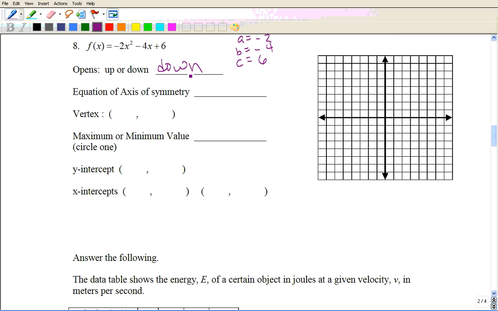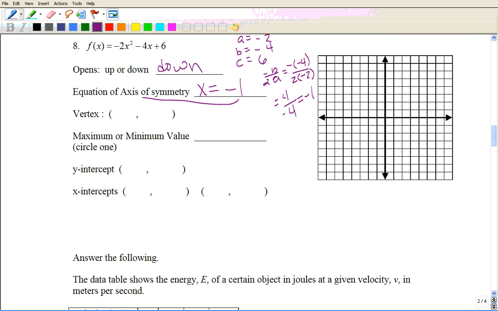The equation for the axis of symmetry is x equals, please do not forget that part, I will count off if you do not include the x equals. So if we have negative b over 2a, so we'll have negative of negative 4 over 2 times a, which is negative 2. So that's 4 over negative 4, and that equals negative 1. So here we have x equals negative 1.